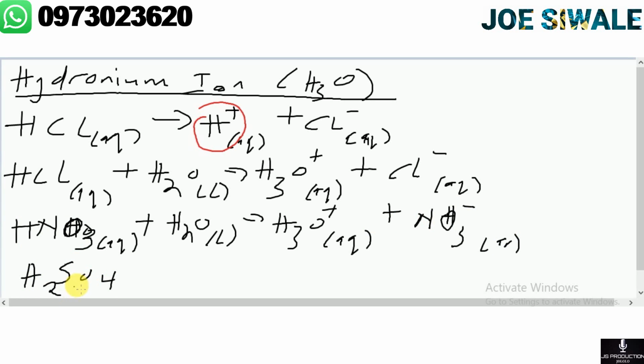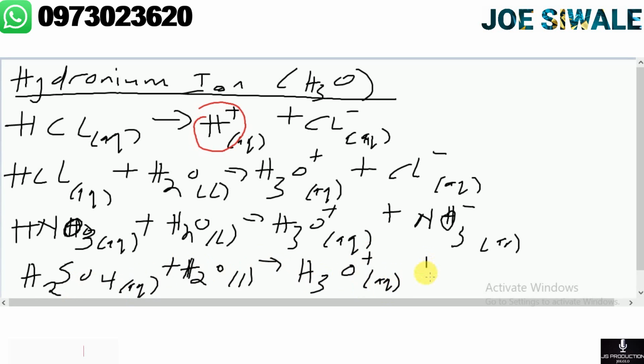That also applies to sulfuric acid. We have a 2 there, aqueous, plus H2O. This will produce a hydronium ion, which is positively charged, plus a sulfate ion, which is 2 negatively charged.